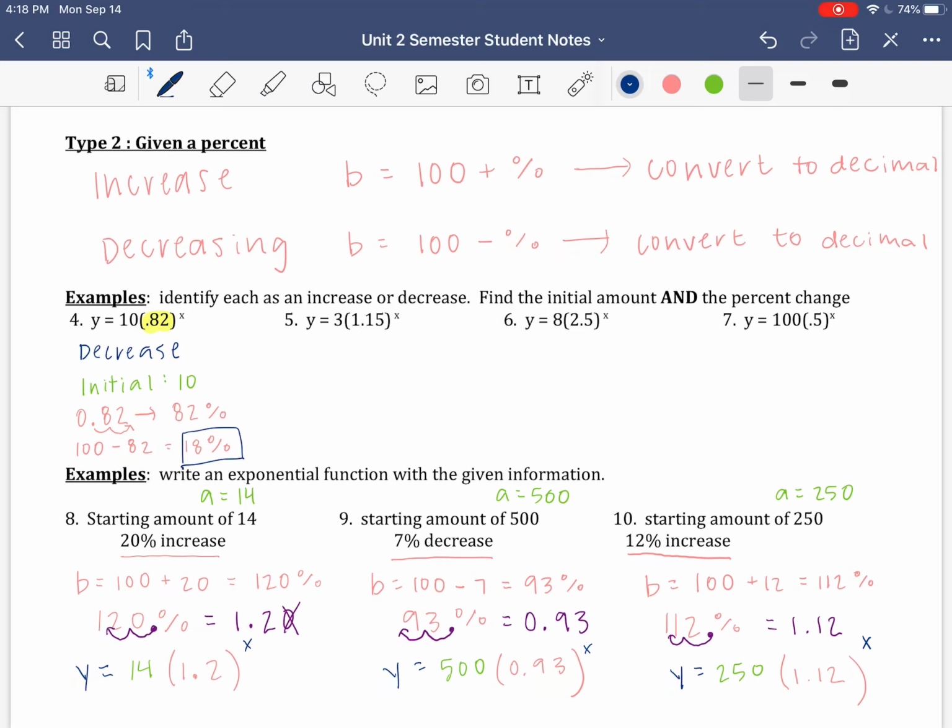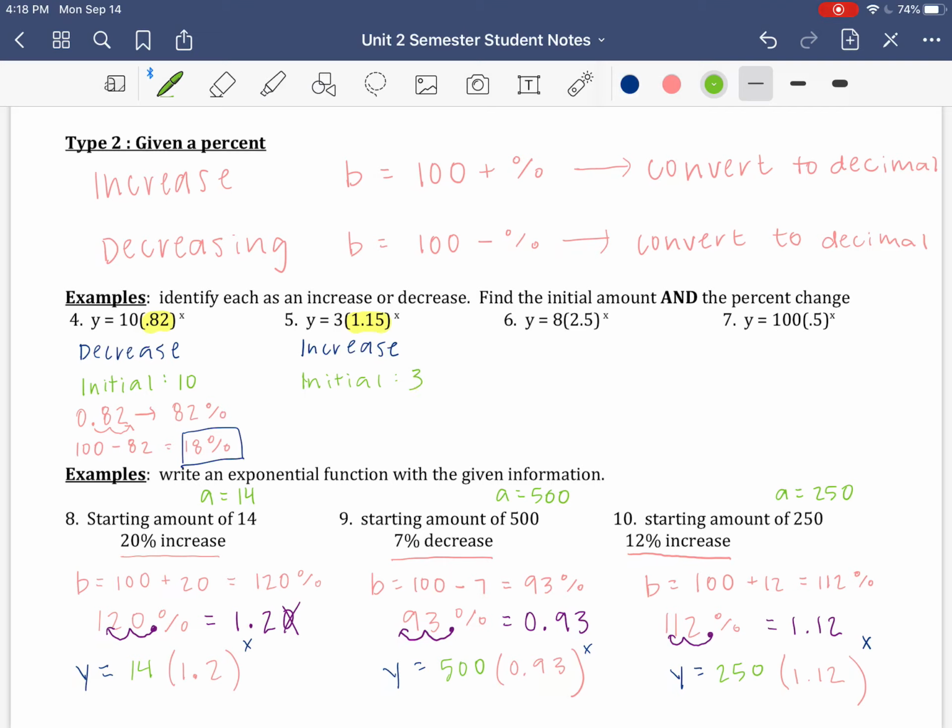Let's try another one. In number 5, it says y equals 3 times 1.15 to the x. So first thing I'm checking out is the number right next to my exponent in my parentheses, which says 1.15. That is bigger than 1. So this one's going to be an increase. And my initial value, pretty quick to pick out, is the number out in front, which is 3.